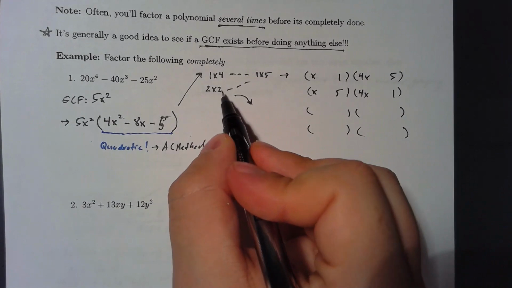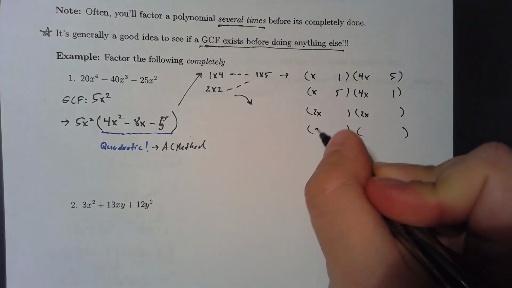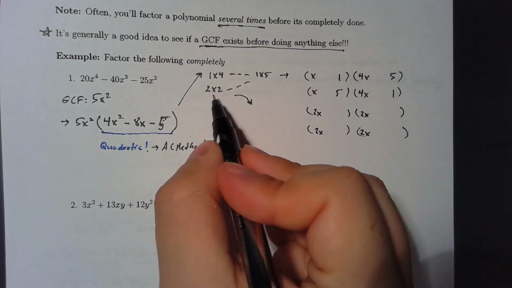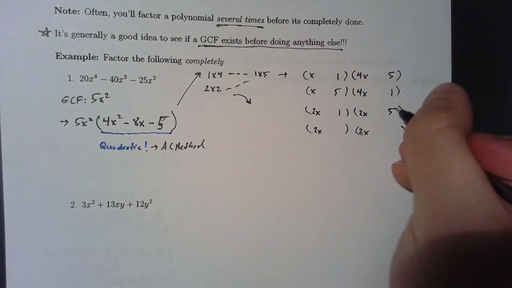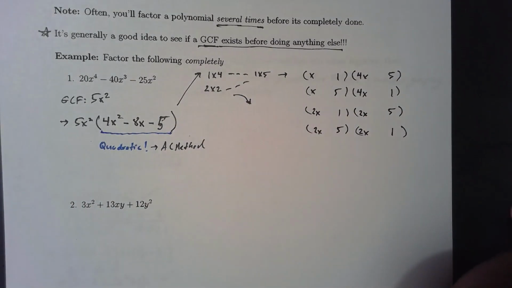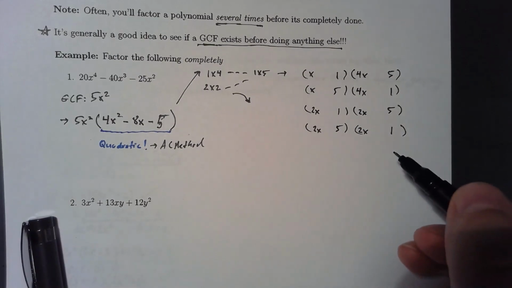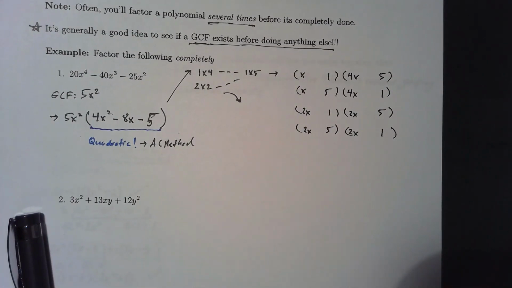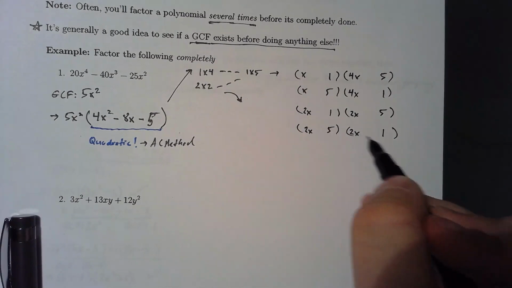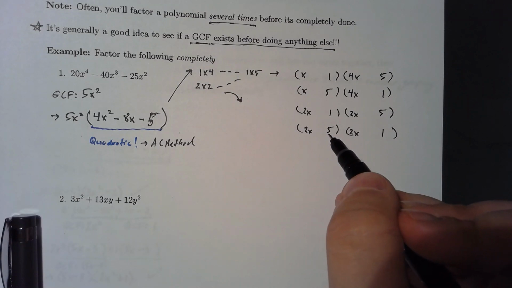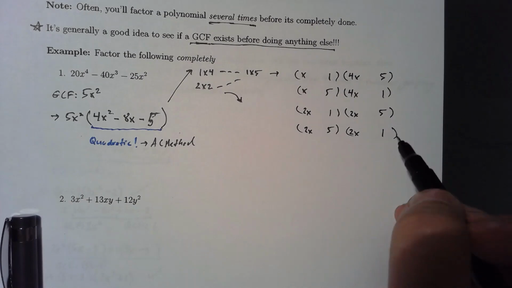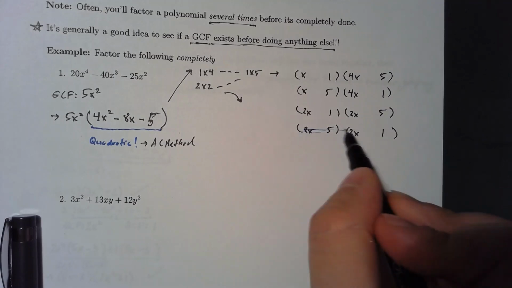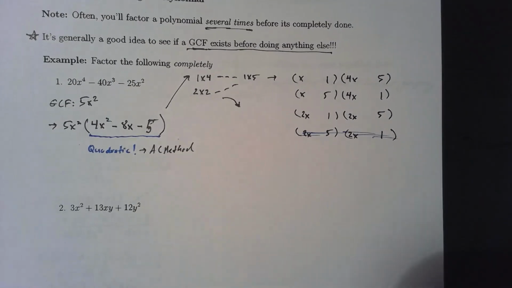Now the next pair. This is 2x, 2x, right? Because the leading coefficient here is 4. And now I have 1 and 5, and 5 and 1. Hey, guess what? Don't you see something cool here? Remember how I said duplicate cases could come up? I have 2x and 1, 2x and 1, 2x and 5, 2x and 5. So, as it turns out, this right here is a duplicate case. I've counted these more than once, so I can get rid of one of them. It doesn't matter.